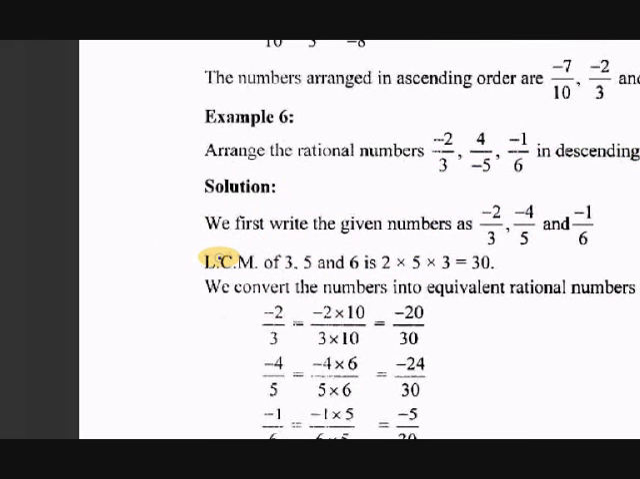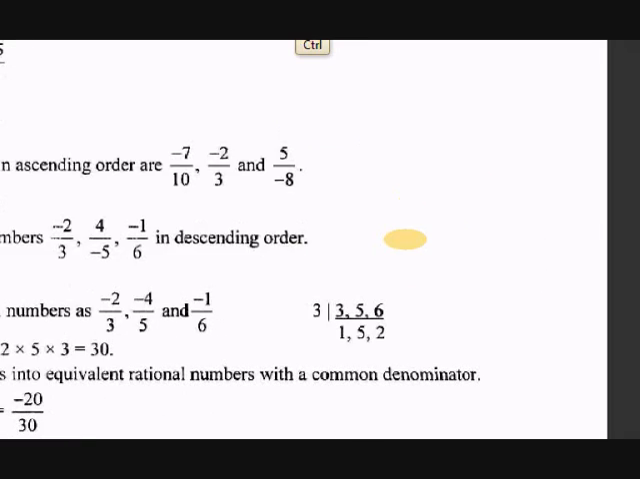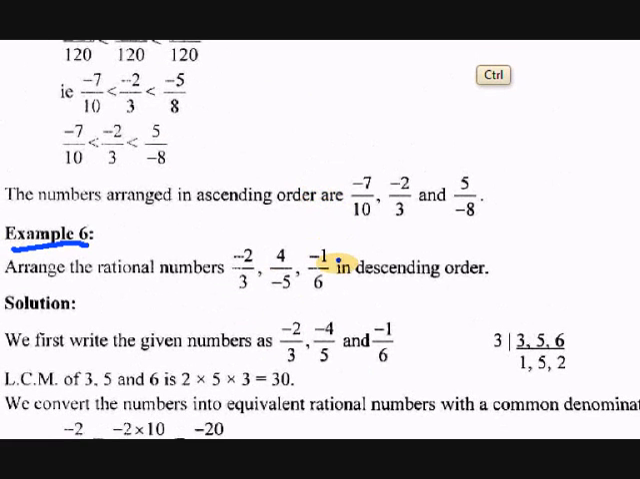Let us take another example, example 6. In this case, there are three rational numbers and we need to arrange these rational numbers in descending order. Okay, this is the question. Step 1, take all the negatives to the top. What is the first step? Take negatives to the numerator.